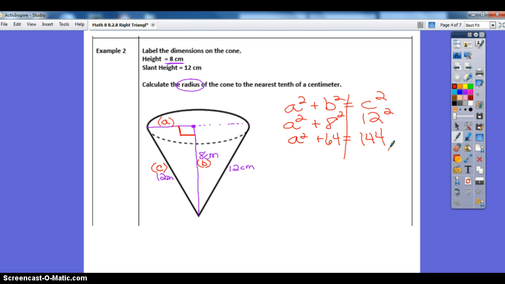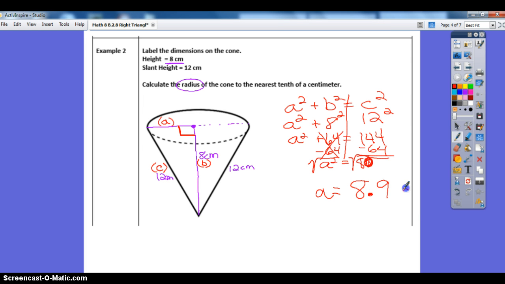Minus 64 on each side. A squared equals, what do I get when I subtract? 80. Is 80 a perfect square? No. So we need to round it to the nearest tenth. A equals what? 8.9.